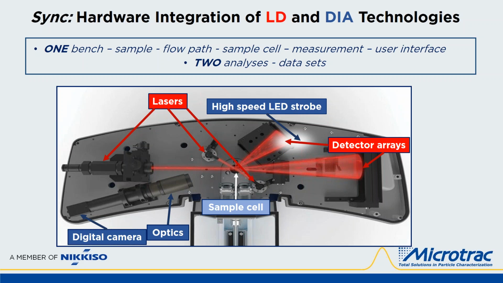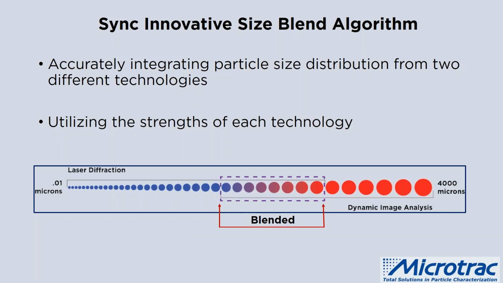The sample cell, one mounted in each dispersion module, is located where the white arrow points. And the dynamic image analysis hardware includes the high-speed LED strobe at top and the optics and digital camera assembly in the lower left. The Sync uses a unique blend algorithm to calculate a size distribution which seamlessly combines the results of both the laser diffraction and image analysis technologies in the size range where they overlap.